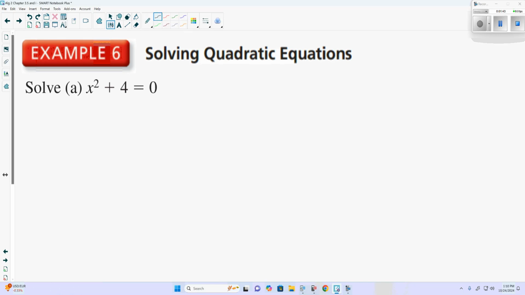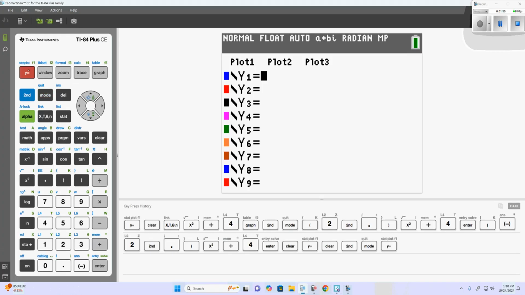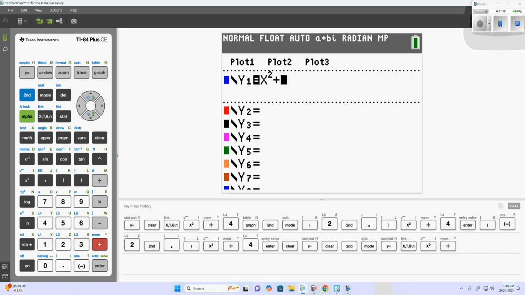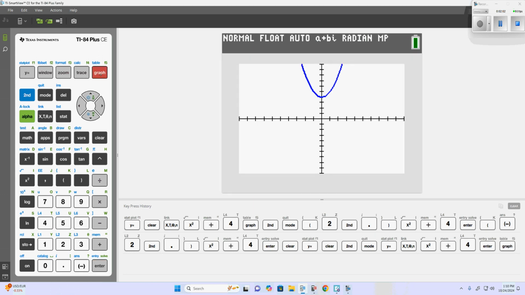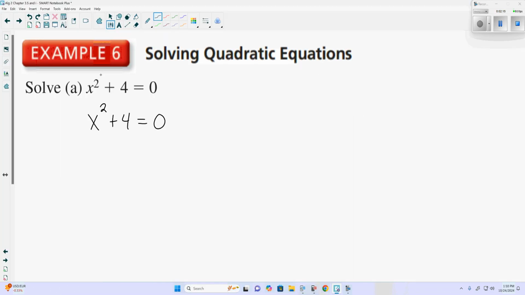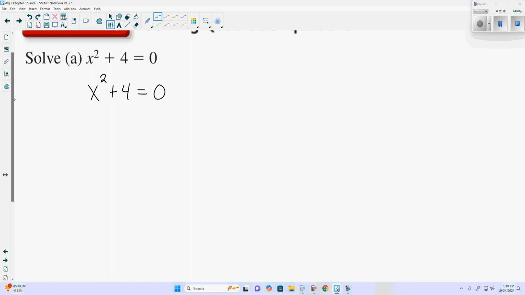So when we look at this first problem here, x squared plus 4 is equal to 0, we could try graphing this. We can go y equals x squared plus 4 and hit graph. When we graph, we're looking for where the graph crosses the x-axis. And here, it does not cross the x-axis at any point. So according to graphing, this would be no real solutions. But that's fine, because there is a way for us to find the solutions.